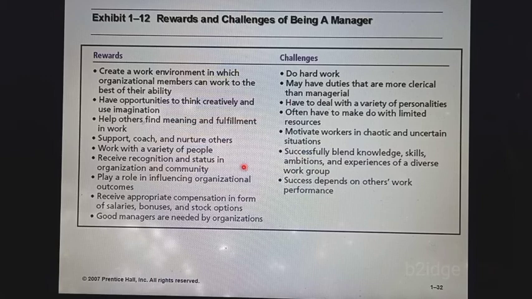So rewards: we create a work environment in which organizational members can work to the best of their ability, have opportunities to think creatively and use imagination, help others find meaning and fulfillment in work. This is what I said earlier. Then they support, coach, nurture others, work with a variety of people, receive recognition and status in organization and community. They play a role in influencing organizational outcomes, receive appropriate compensation in form of salaries, bonuses, stock options, and then good managers are needed by organizations.